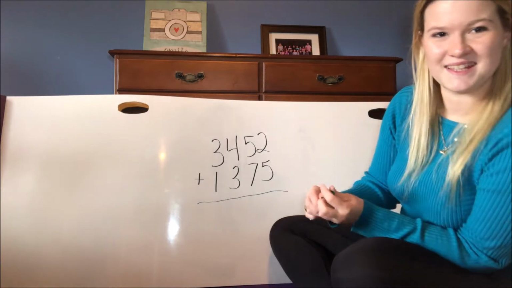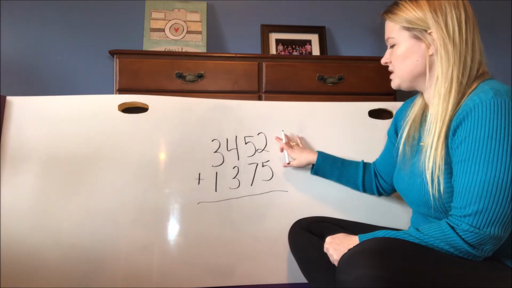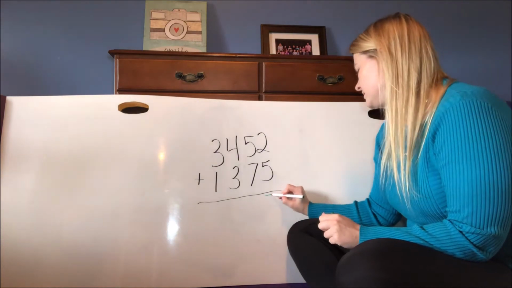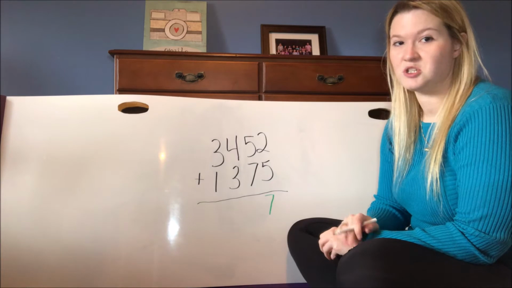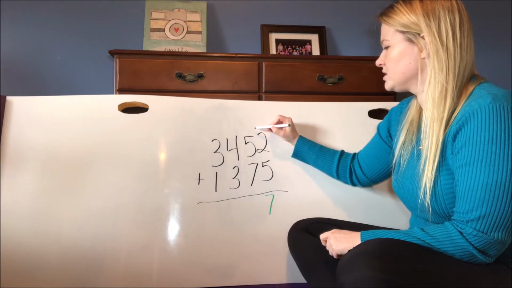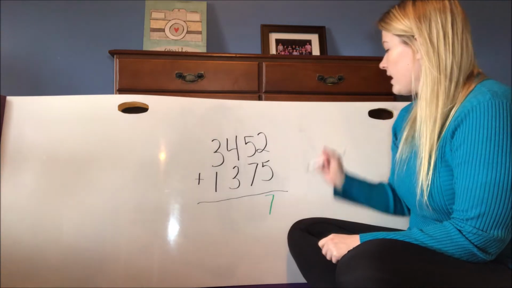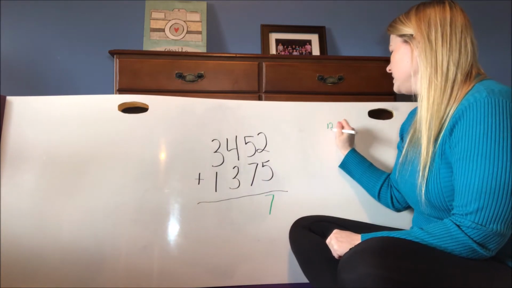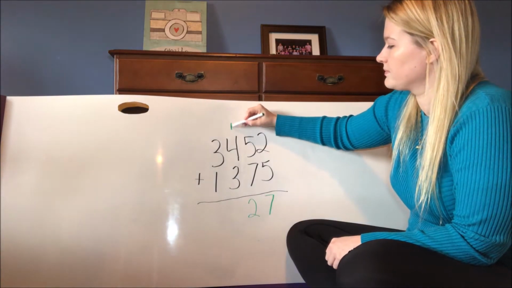Okay, let's see if we get the same answer. So we have to start in the ones place, which is this one here. 2 plus 5 is 7. We know that that can let it rest. Now 50 plus 70, and I'm going to use my count-on strategy to make sure I get that right. So 7, 8, 9, 10, 11, 12. 12 is bigger than 10, so I have to move it next door. And in the 12, we are going to leave the 2 and carry the 1.